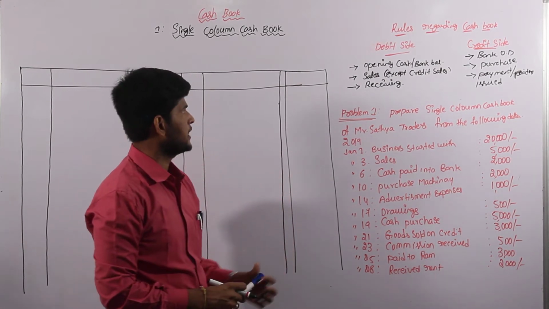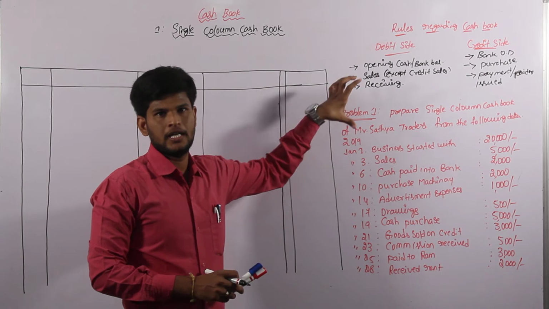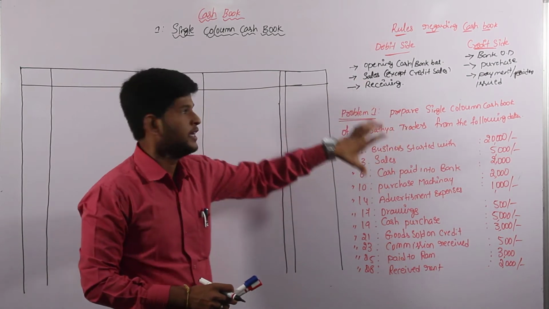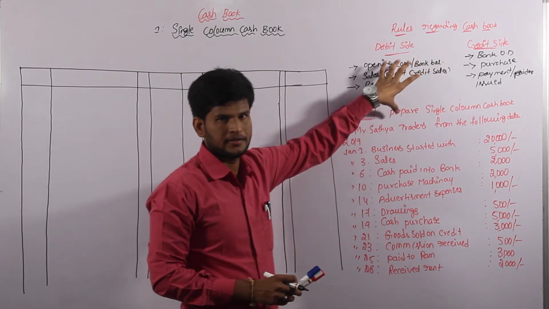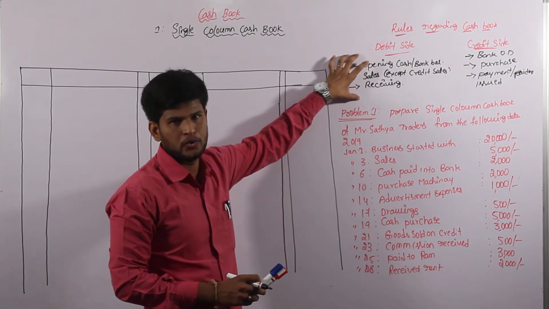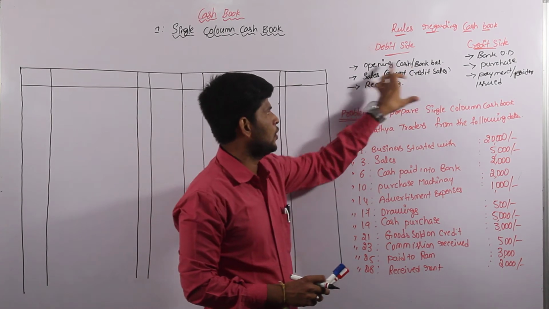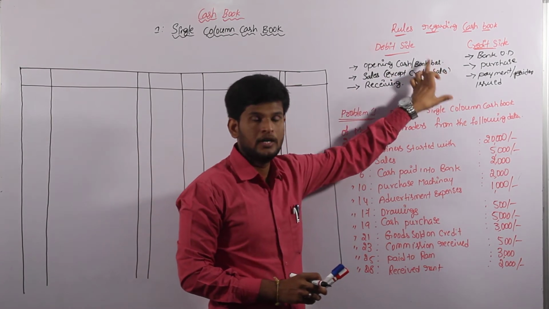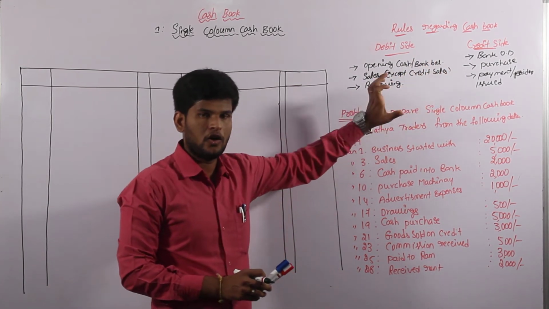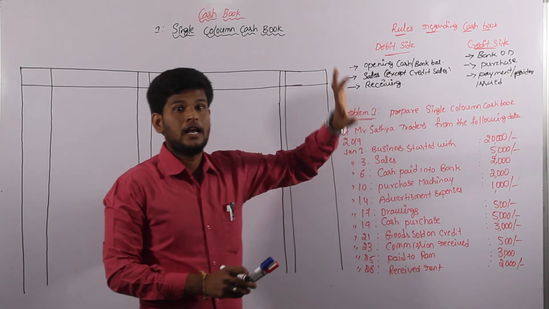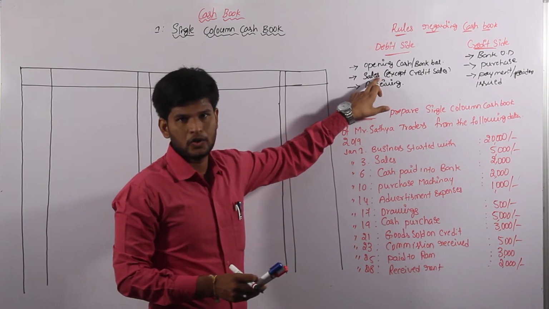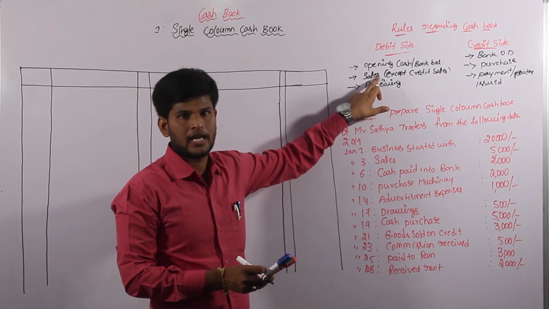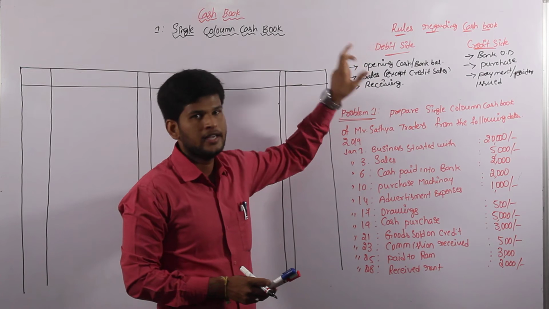Once again I am repeating, when we are going to prepare single, two and three column cash book, definitely we have to satisfy these debit and credit conditions. In debit side of cash book, we have to enter opening cash balance and opening bank balance, if it is available. Definitely it will be available on the first day transaction or in the last day transaction of the problem. And next one, sales. When we are going to enter the sales in debit side of the cash book, definitely we have to satisfy the exemption also.